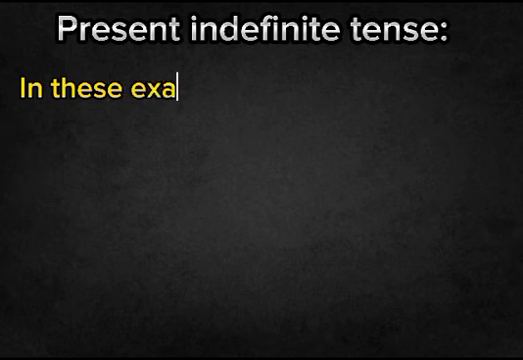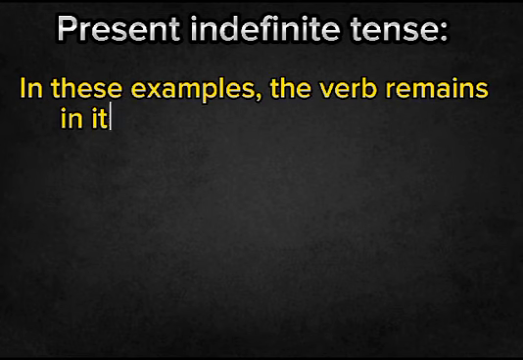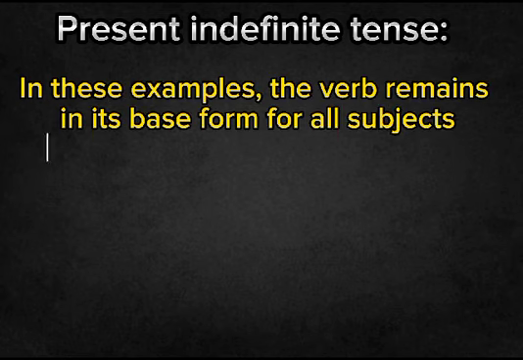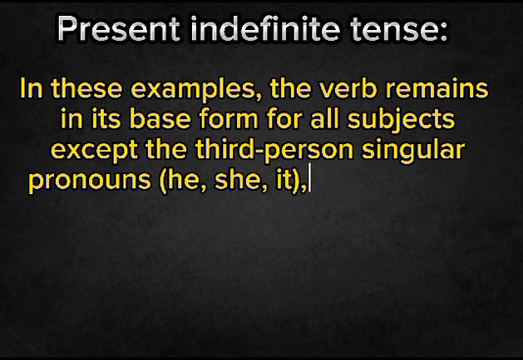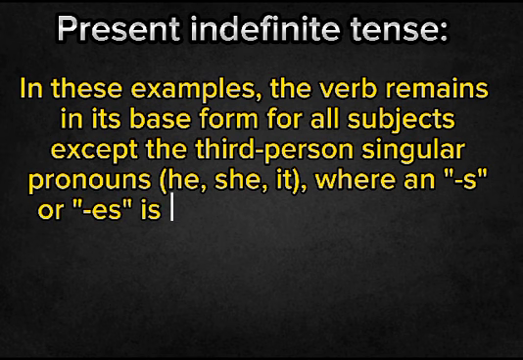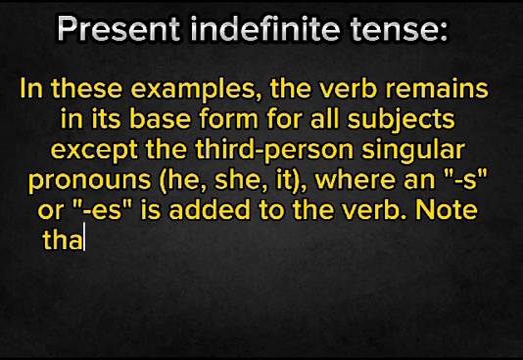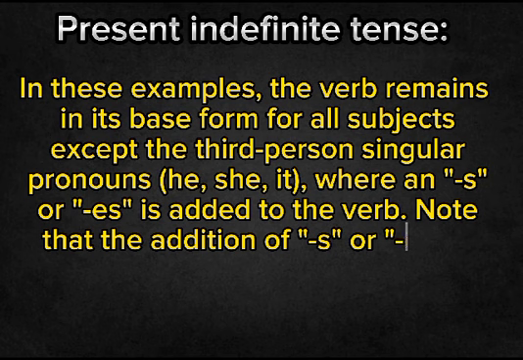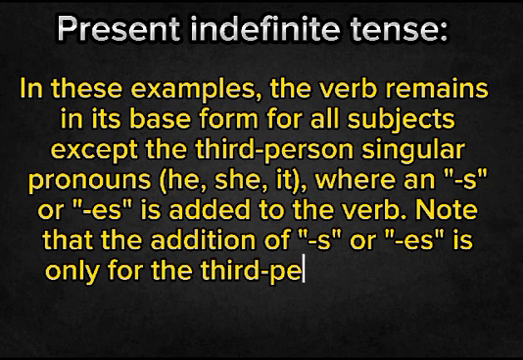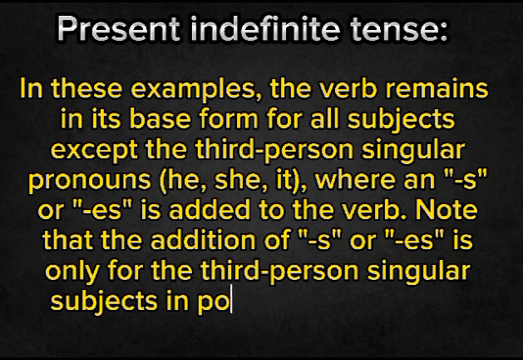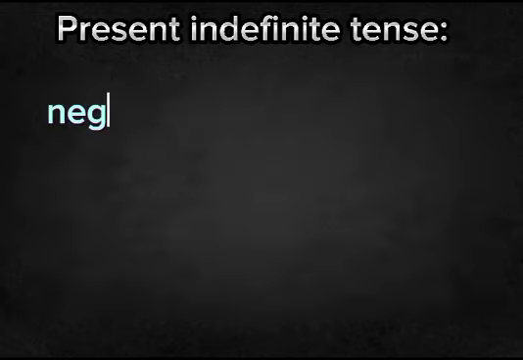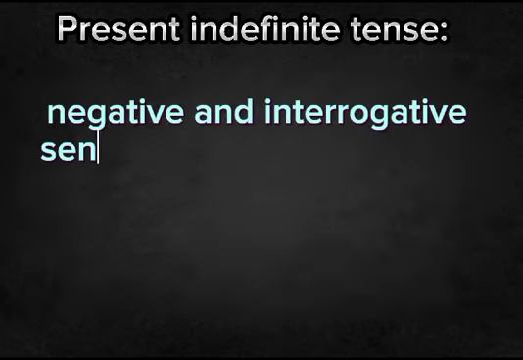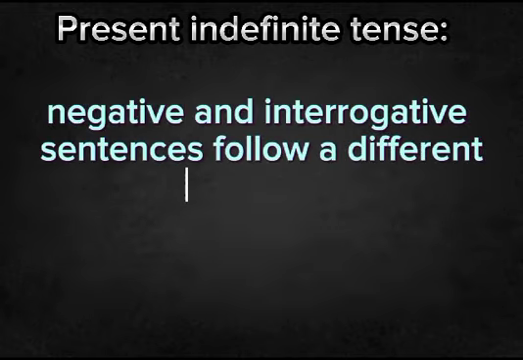In these examples, the verb remains in its base form for all subjects except the third person singular pronouns, where an s or es is added to the verb. Note that the addition of s or es is only for the third person singular subjects in positive statements. Negative and interrogative sentences follow a different structure.